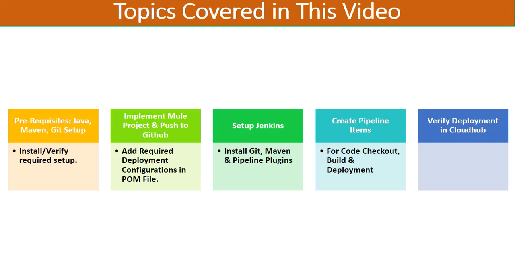Once we have all the required plugins ready in our Jenkins, we will see how we can create the required pipeline items, and how we can have different pipeline items for code checkout, code build, and code deployment. We will configure it in a way that whenever we commit to our GitHub repository, this should automatically trigger the code checkout, and then subsequently code build and code deployment should happen.